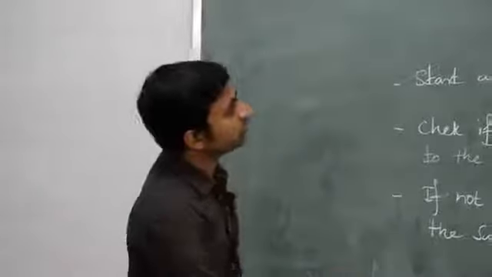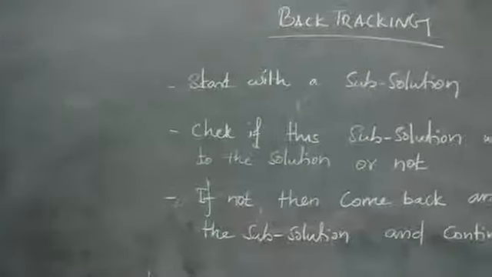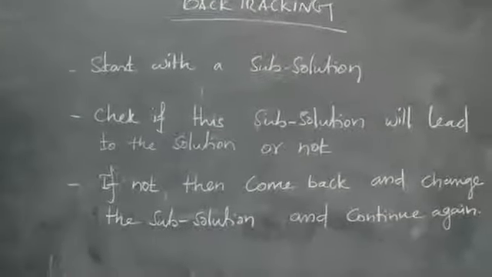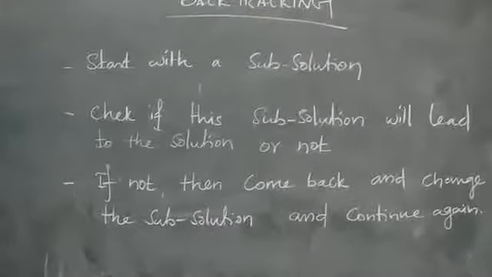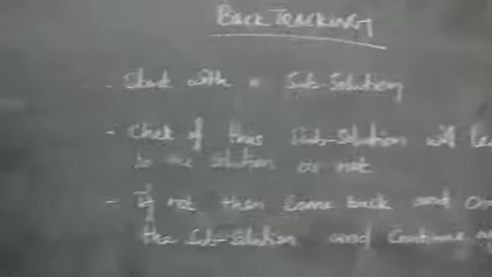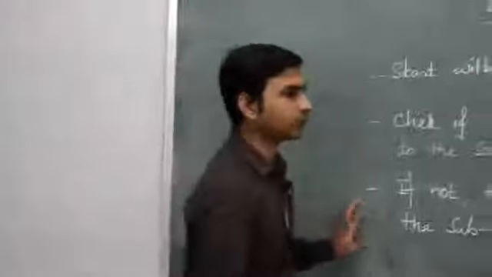Here I am going to explain how to solve the problem of 8 queens using backtracking method. Continuing with the backtracking, start with the sub-solution, check if this sub-solution will lead to the solution or not. If not, then come back and change the sub-solution and continue again. This is the normal working procedure of backtracking. Now we will go into the 8 queens problem.